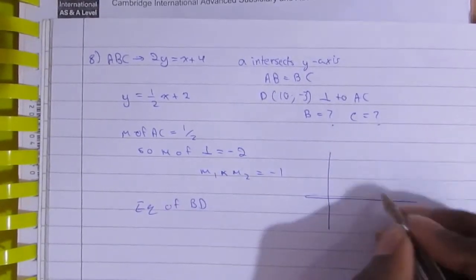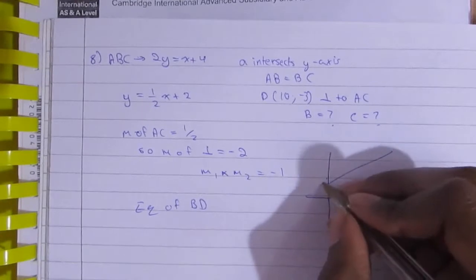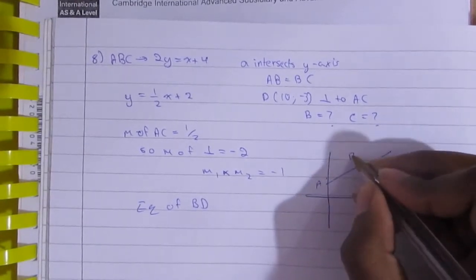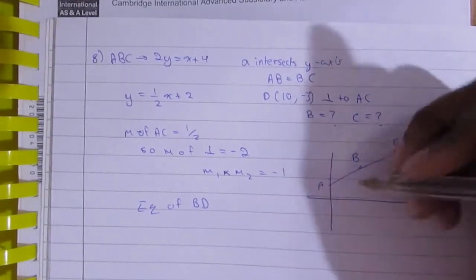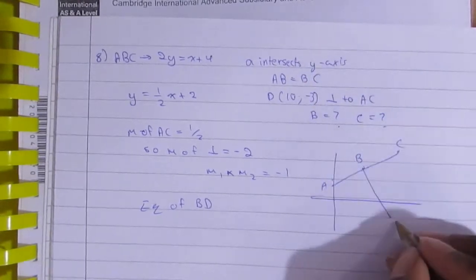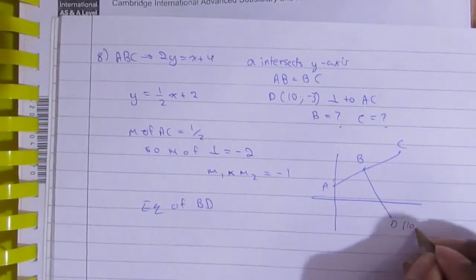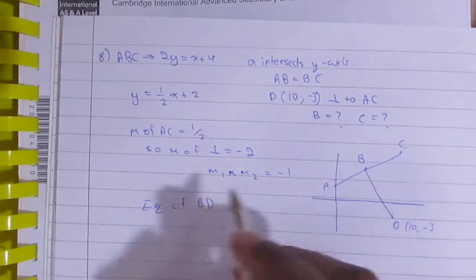Now I'm just going to draw a little graph. It's not accurate, but it's just a sketch. It always helps me out. I'm more of a visual learner. So we have A, B, and C. And you have D here, which is at the coordinates (10, -3).